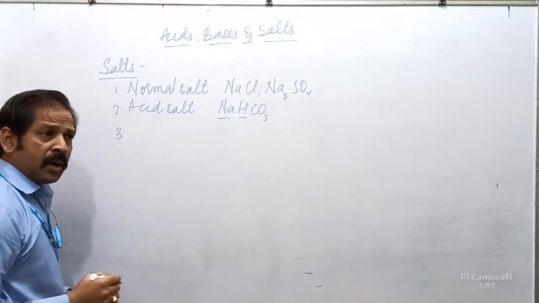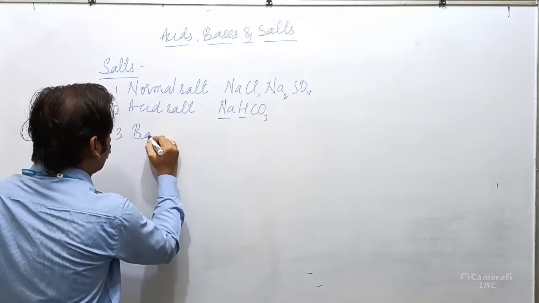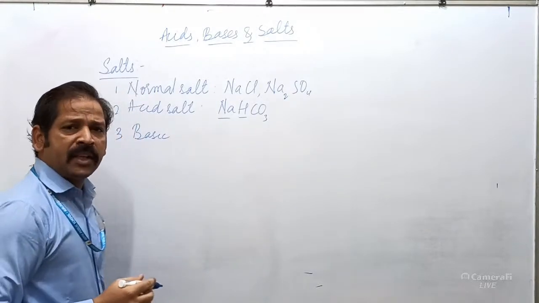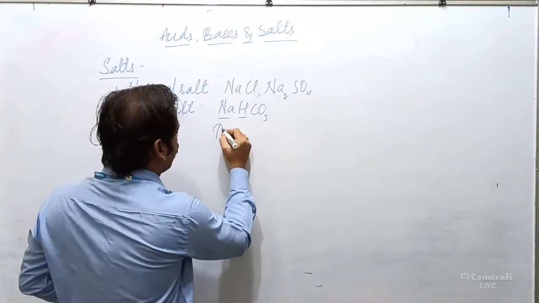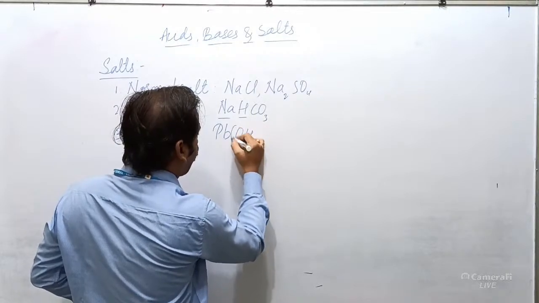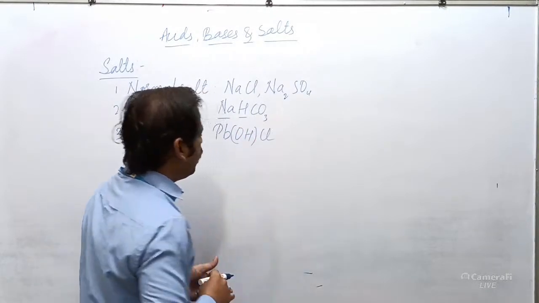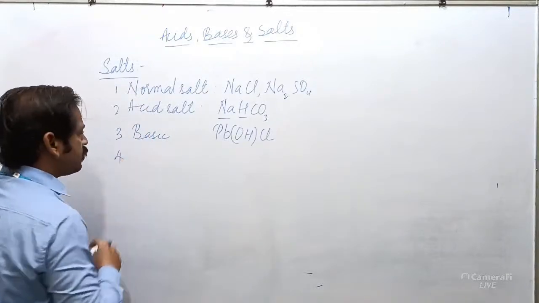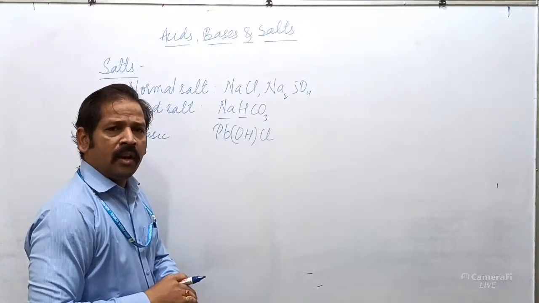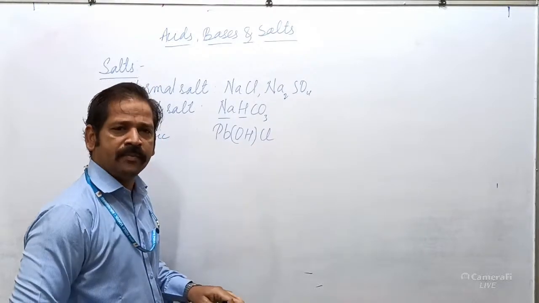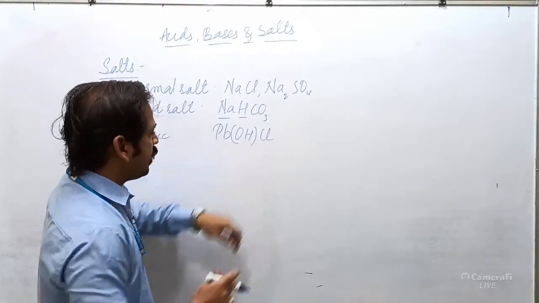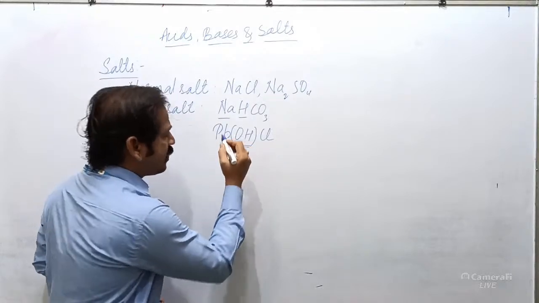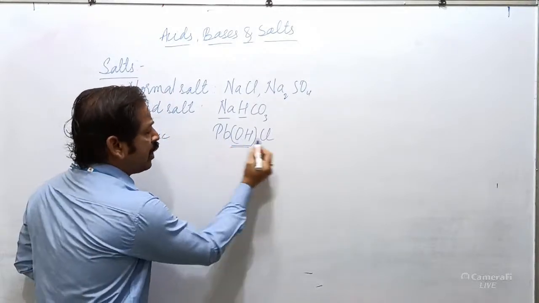The third one is basic salt. Basic lead hydroxide chloride is a basic salt. Actually, it is a basic lead chloride. The OH shows that it has a basic content in the lead chloride.